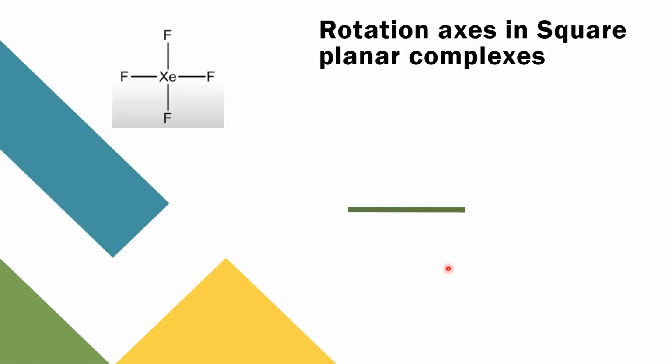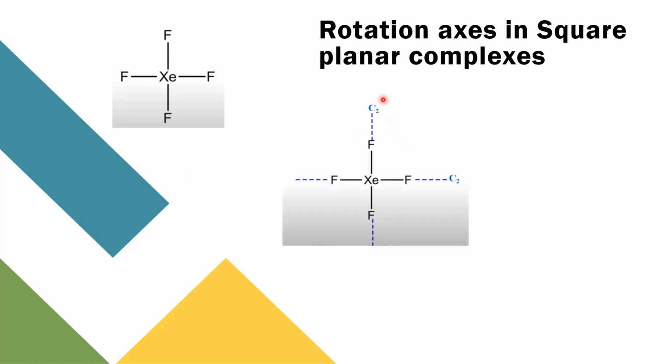So we'll take the square planar complex. Now by looking at this, do you see any rotation axis here? C4. What is the angle you rotate? 90 degrees. Very good. So here, there are C2 axes, right? C4 is also there. C4 is the principal axis. But along the F-xenon-F bond, you can get a C2 axis. You can rotate it through that. So there are two C2 axes here, right?